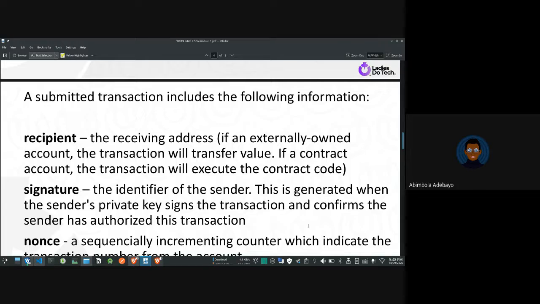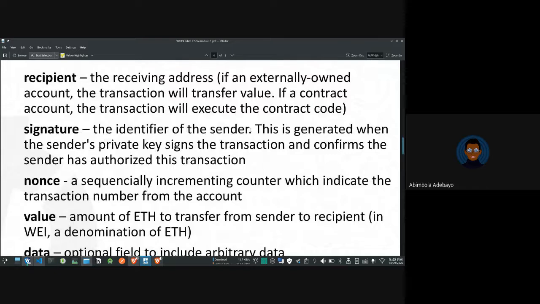The next thing that must be attached to a transaction is the signature. The signature is the identifier of the sender. This is generated when the sender's private key signs the transaction and confirms the sender has authorized this transaction. When you are signing, you are not only appending your private key. Let's say I want to transfer 5 ETH to Fatima. What I am signing will be transfer 5 ETH to Fatima. Everything will be concatenated together and cryptographically hashed. So that is what you are appending your signature to.